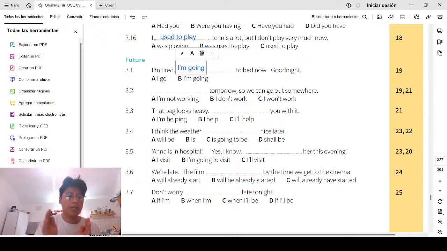I'm going. In this case, present continuous is also used for the future as well. Okay, that's strange, but it's true. Okay, believe me. I'm sorry. I'm going to bed now. This is a future use.